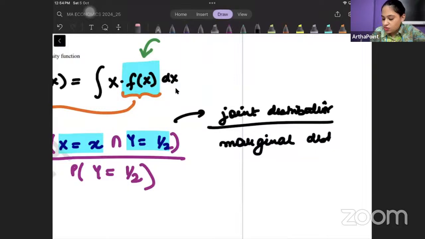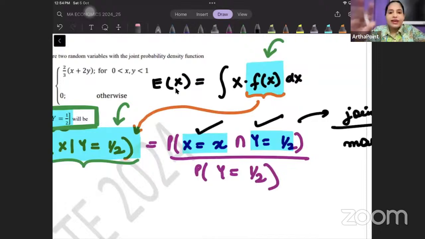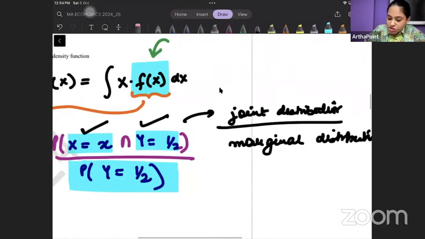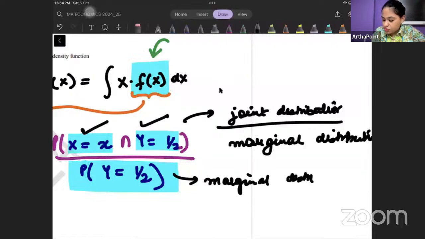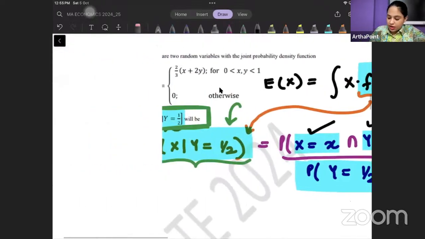The marginal distribution. How do I know numerator is joint distribution? क्योंकि कुछ x और कुछ y है. Y का क्या value does not matter. But numerator is representing some x and some y. Denominator में सिर्फ y है. It means this is marginal distribution. It means x के लिए, or for all values of x, I have integrated it. This is the marginal distribution of y. So try to understand.